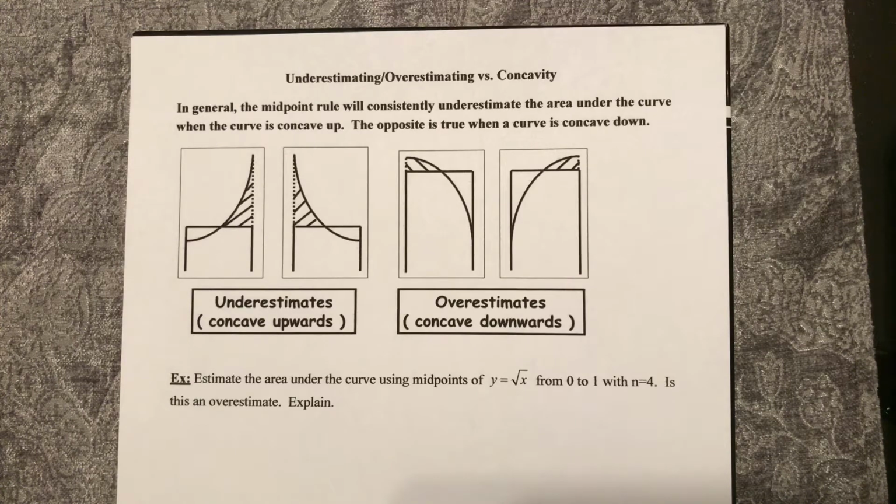So now we're going to look at curves and their concavity to determine if they're underestimating or overestimating. So with the midpoint rule, we will consistently underestimate the area under the curve when it's concave up, and the opposite is true when it's concave down. So this is something else we want to keep in mind, because sometimes you'll be asked to create an overestimation or underestimation, and you want to know which method to use in order to overestimate or underestimate. So with midpoint rule, concavity determines overestimation or underestimation.